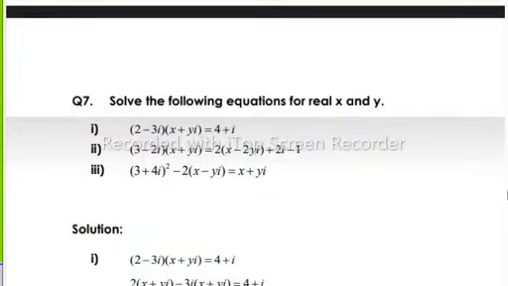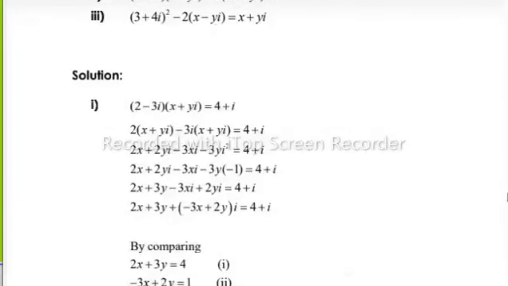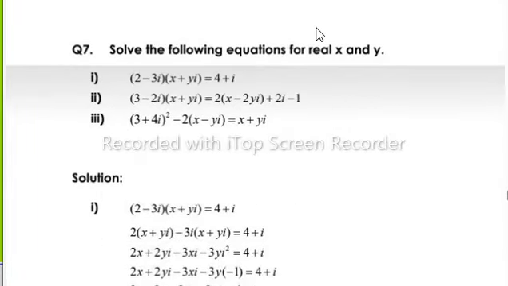The first part of question 7: solve the following equation for real x and y. The first equation is (2 minus 3i)(x plus yi) is equal to 4 plus i. We have to find the values of the unknown terms x and y. So let's see the solution.